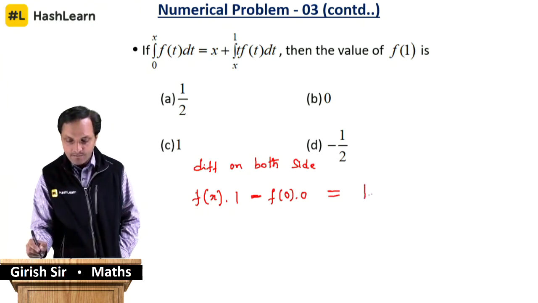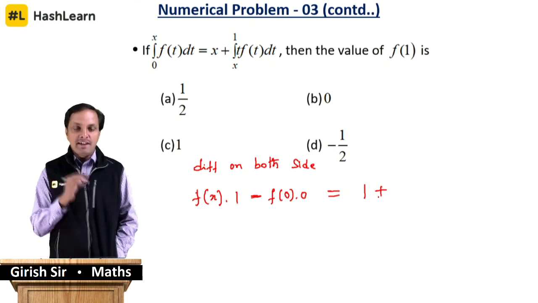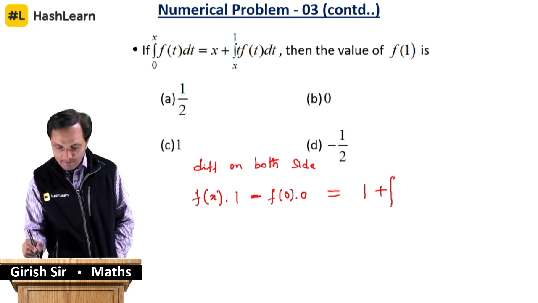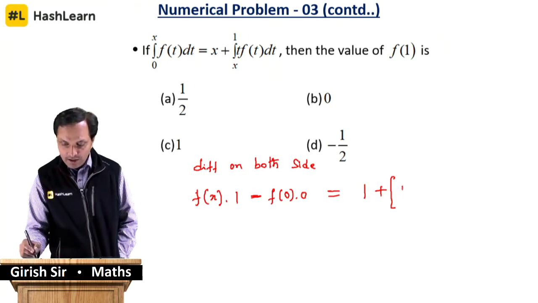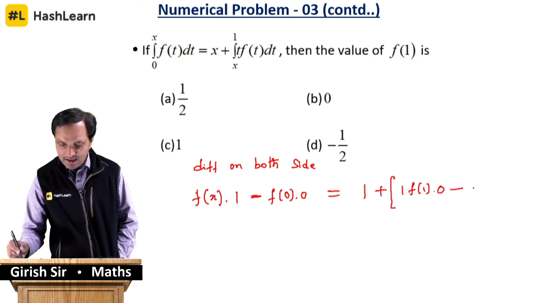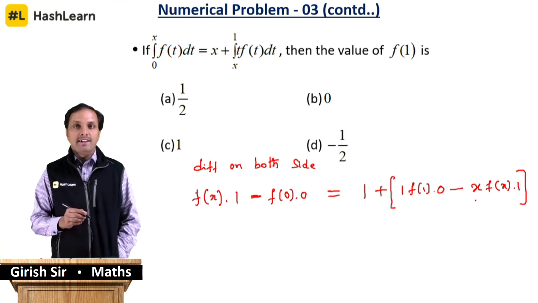Differentiation of x is 1. And here you have to do upper limit minus lower limit, so we will put it in brackets from 1 to x. If you put upper limit 1, it will be f of 1 into differentiation of 1 which is 0, minus, now you have to put x, x f of x, differentiation of x is 1. So this is what you are getting on the left hand side and the right hand side.